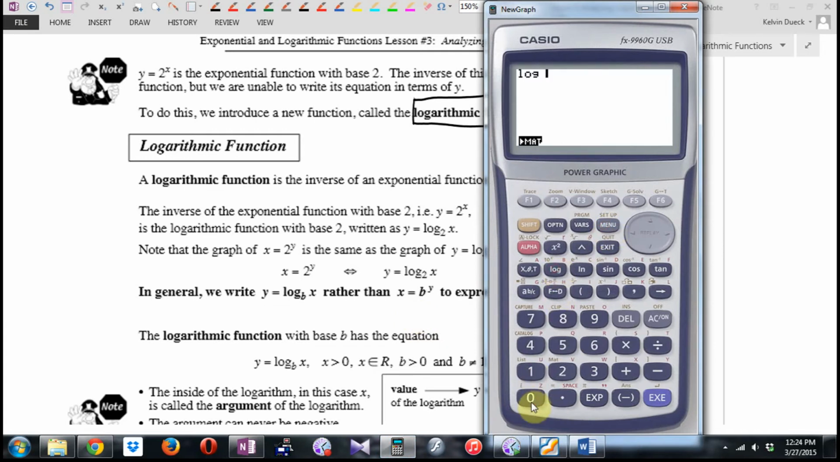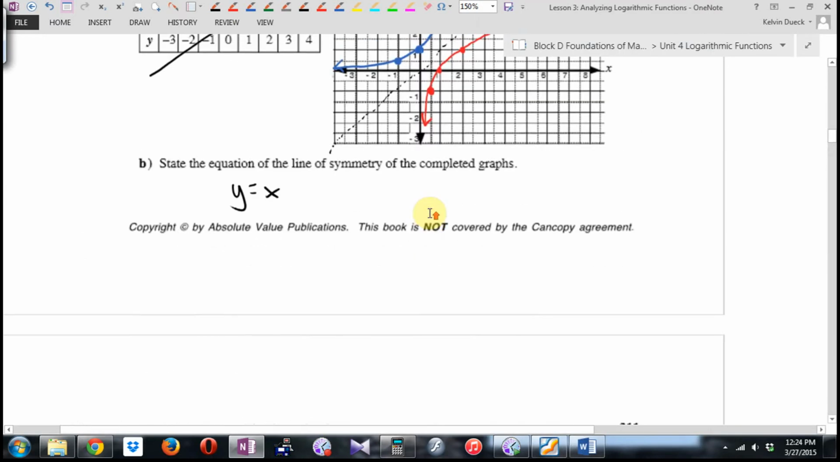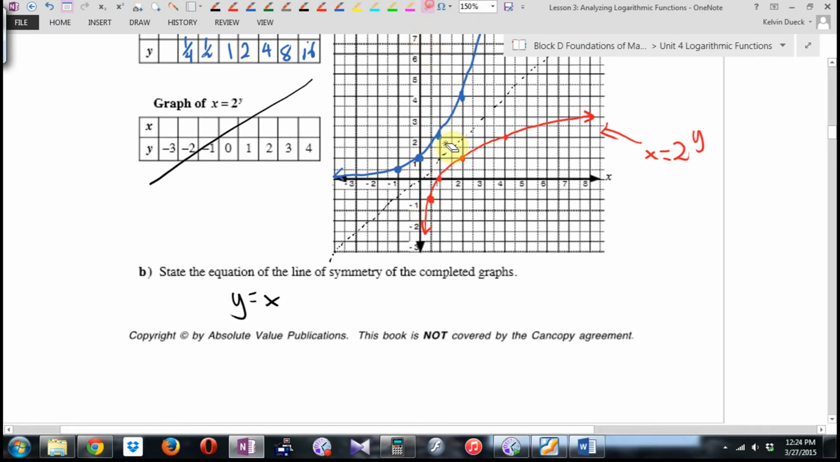What's the log of 0? Oh, hey, wait a minute. Look up. Look at this red graph. Does it actually ever touch 0? That shouldn't have surprised us.